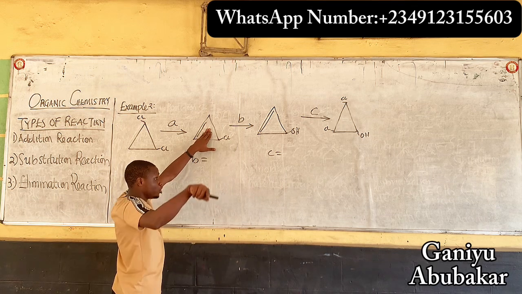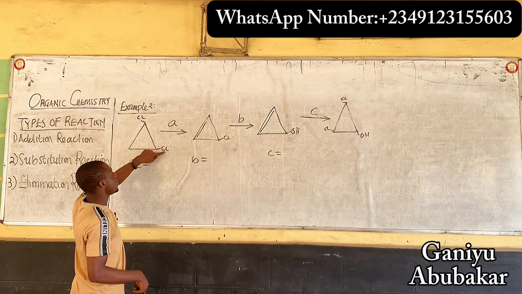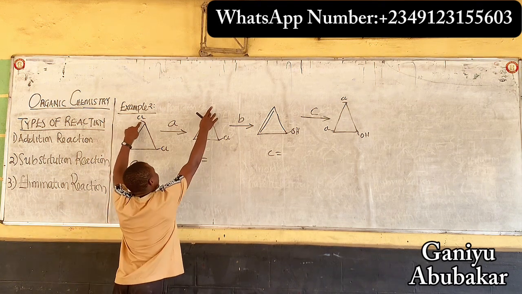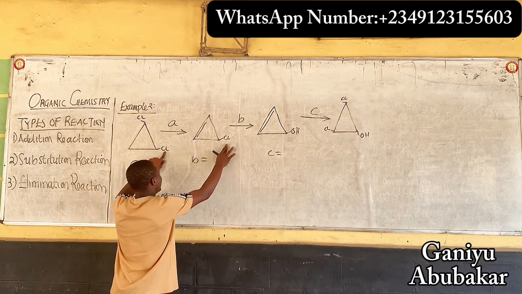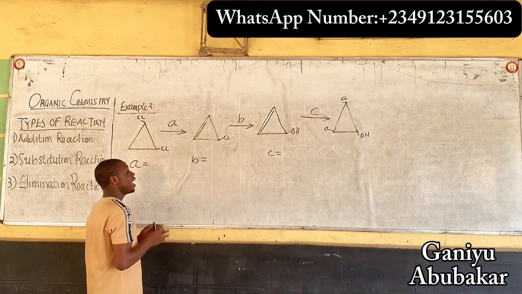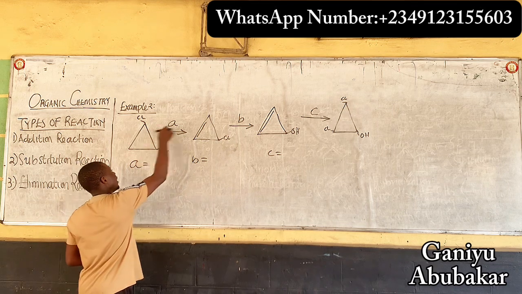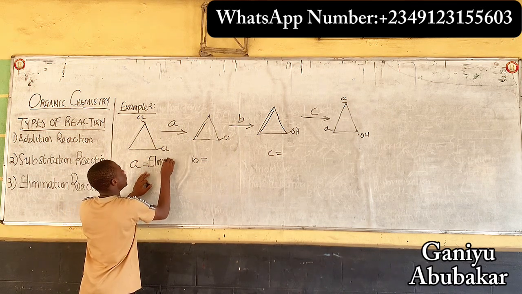Another way to know elimination is to look at the Cl. The Cl here was eliminated away. It was not here, although this is this, no problem. But this one was not here again. It was removed. That is another proof for an elimination reaction. So I'm saying that A undergoes an elimination.